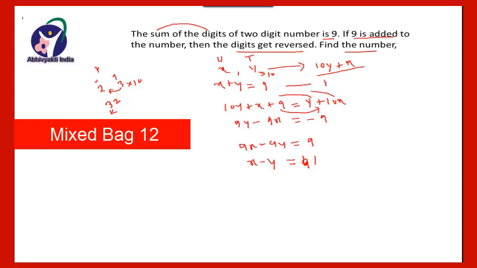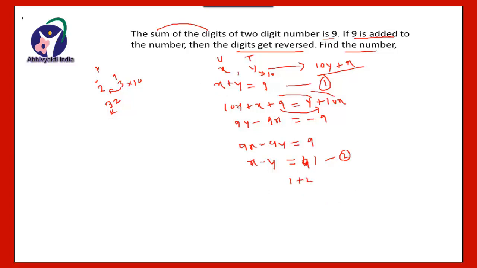Now solving equation number 1 and equation number 2 simultaneously or by elimination method, adding equation 1 and 2, we will get y and y cancelled, and we will get 2x is equal to 10, and therefore x is equal to 5.